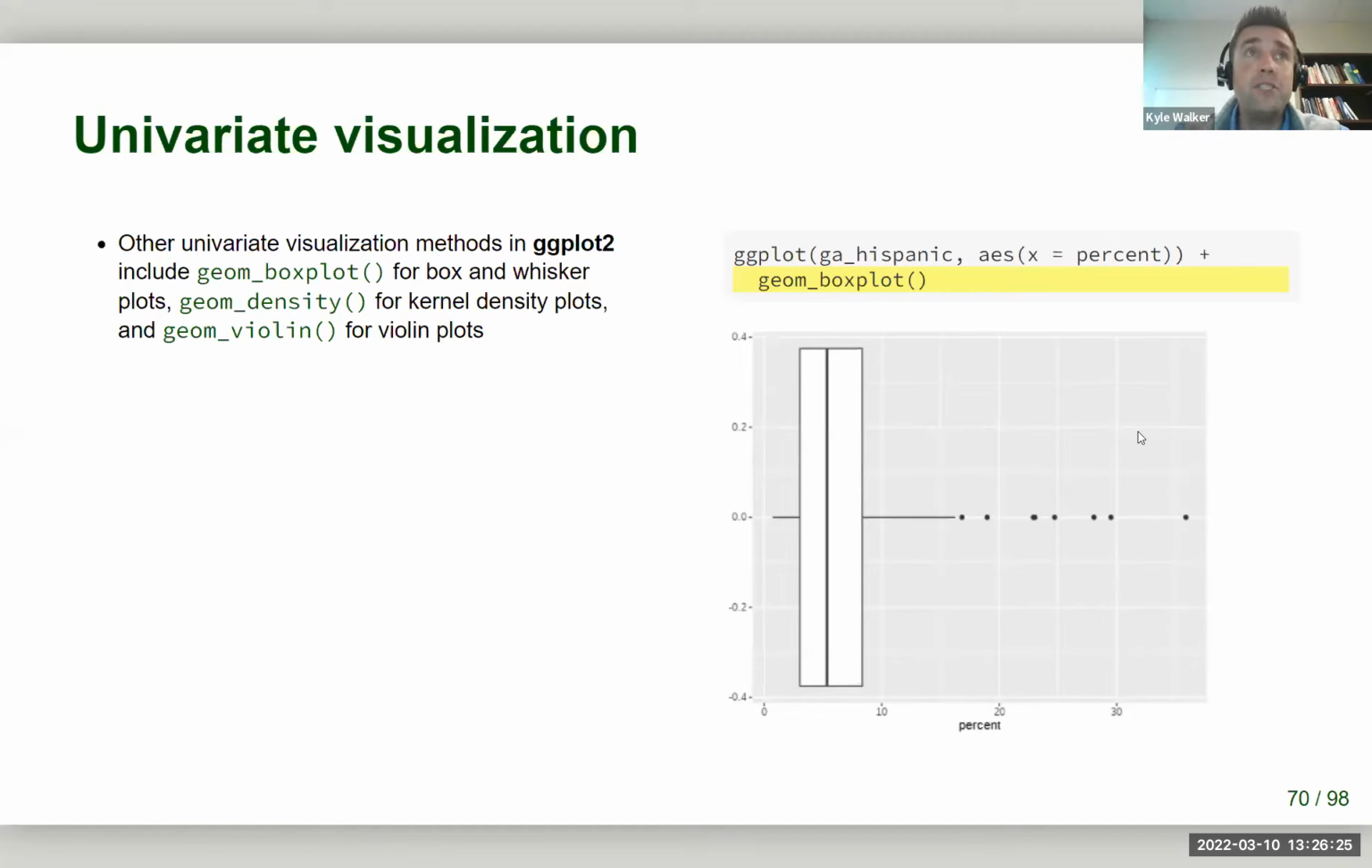So box plots are one method of doing exploratory visualization of a single data distribution. We also have geom_density for a kernel density plot, so a smooth representation of the frequency distribution. Geom_violin for a violin plot, which is sort of a hybrid density and box plot. And to swap those out, all you have to do is just use a different visualization method. You don't have to reconfigure all of your code. You say, I have an aesthetic mapping that is mapping percent to the x-axis. I can use geom_histogram for a histogram. I can use geom_boxplot for a box plot. I just swap that out.